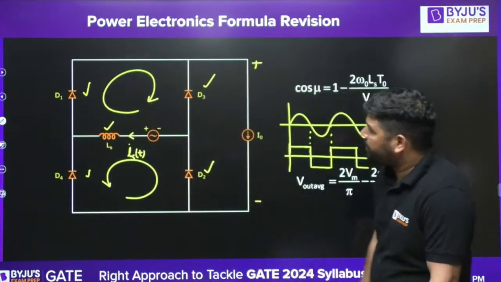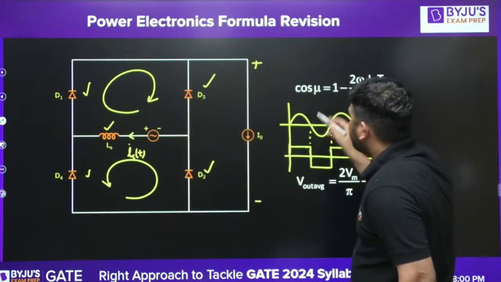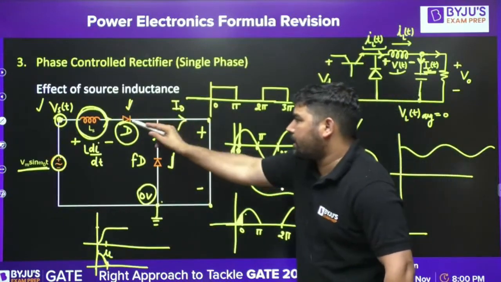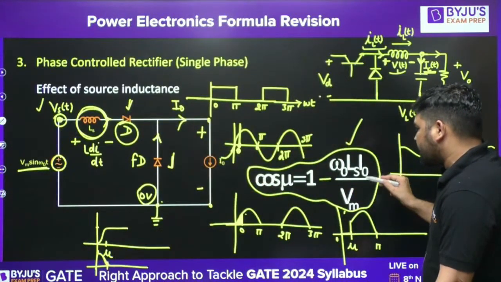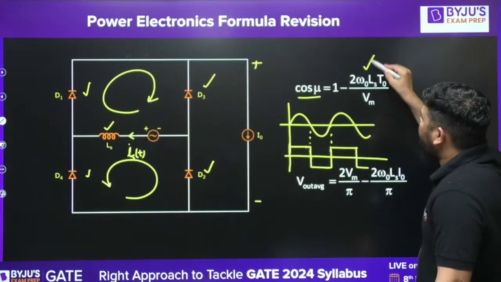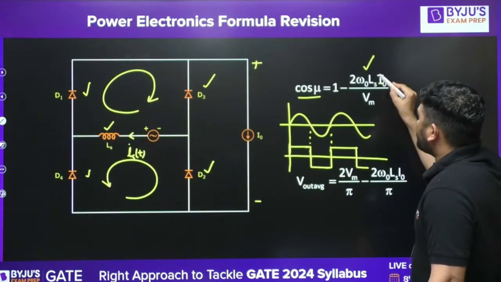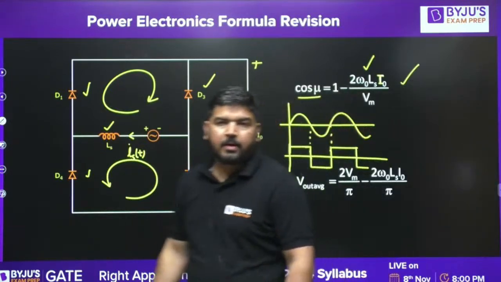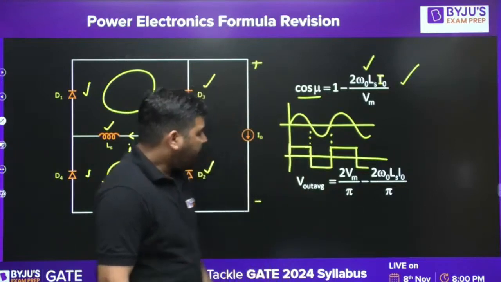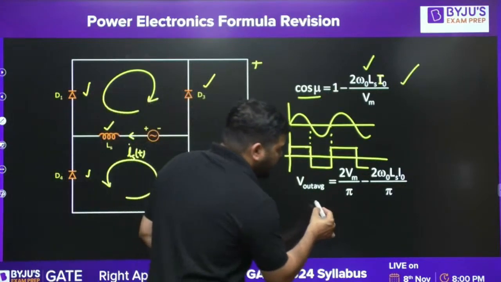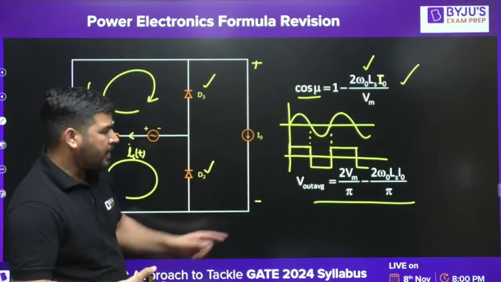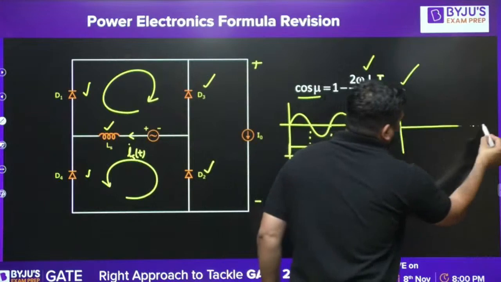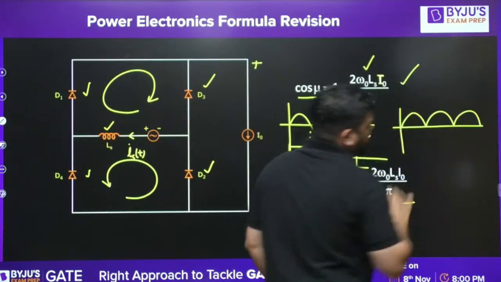It is very important. If you apply the KVL, you'll get cos mu equal to 1 minus, in the single diode case, omega naught Ls I naught by Vm. But here we have 2 omega naught Ls I naught by Vm. Now this will be the mu formula, and from here you can calculate mu. If mu is known, then the average output voltage will be like this. Look, if there was no source inductance, the average output voltage shape will be like this.